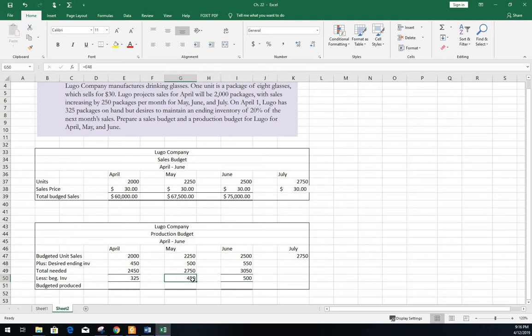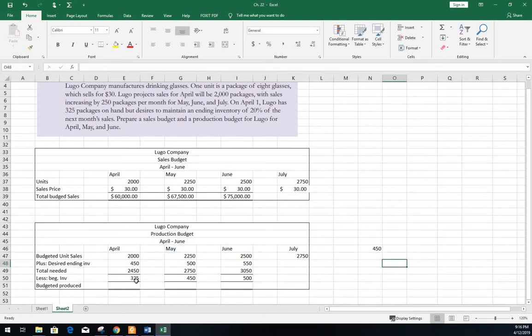Another way to calculate this is to take 20% of this. So if you want to see an alternate calculation, 20% of this is 20%. See, 450 is equal to this. This multiplied times 0.2 gave us 450 right here.